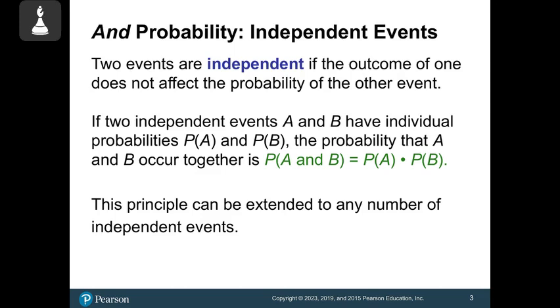If we have two independent events, A and B, with their individual probabilities, we can find the probability that A and B both occur together as the probability of A times the probability of B. And then this can be extended to any number of events. So maybe I want to find the probability that I roll a 6, and then Susie rolls a 6, and then Joey rolls a 6. I can extend it past two events.